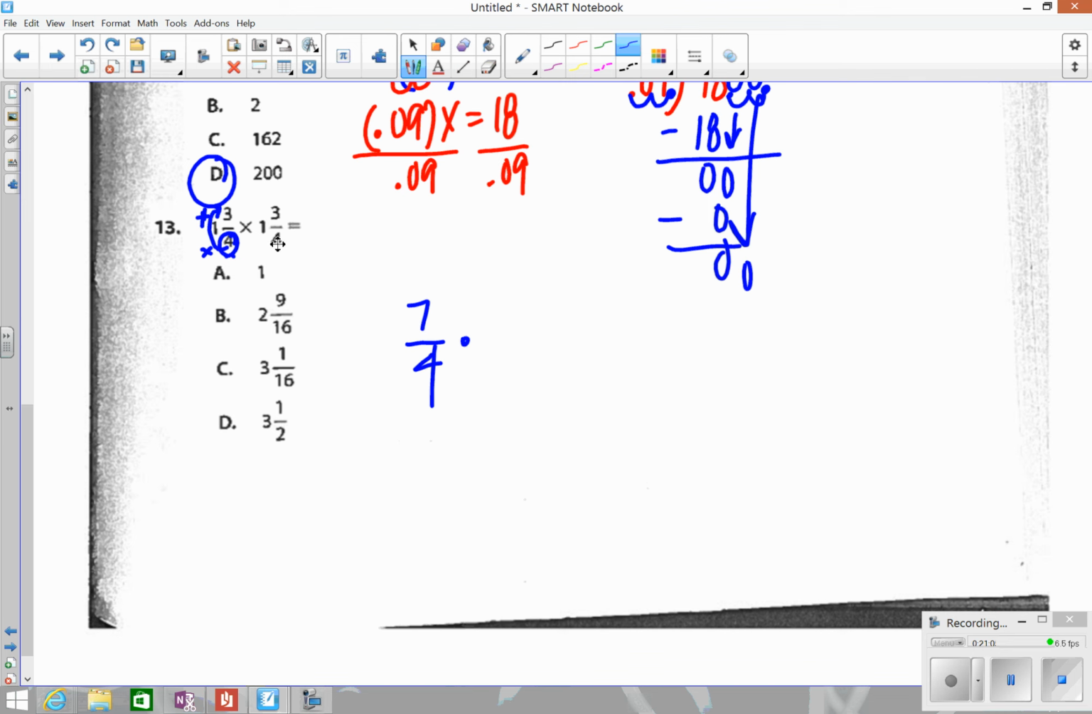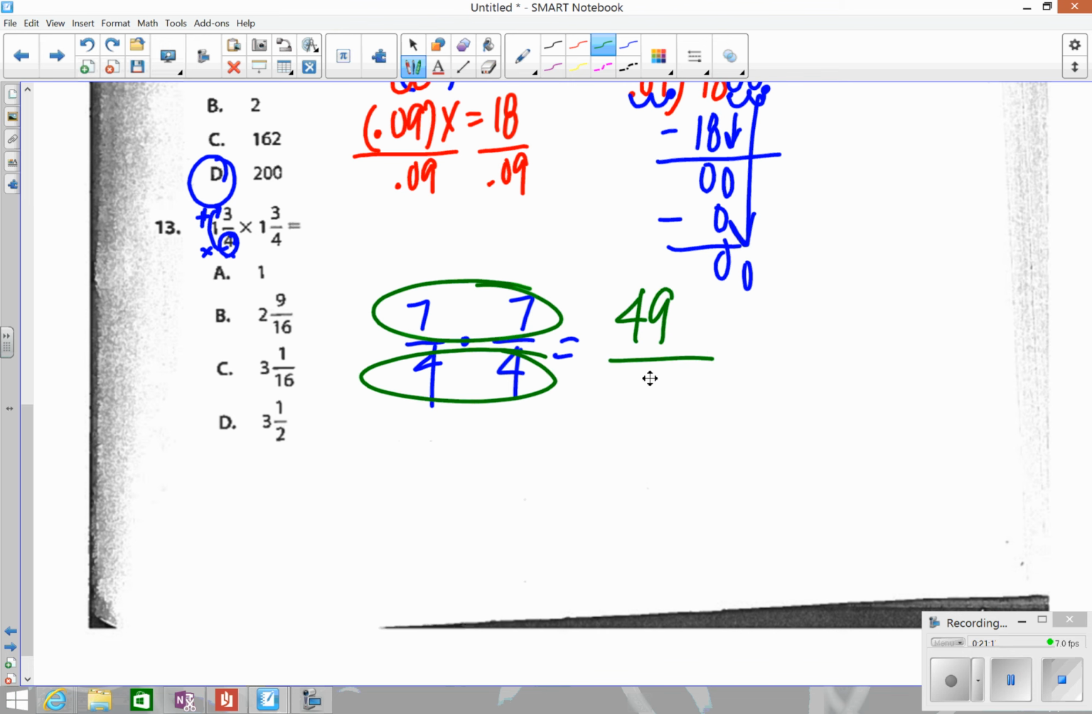This is the exact same thing. So 4 times 1 is 4, plus 3 is 7, and you keep the 4 on the bottom. And then you multiply across the top, and then you multiply across the bottom. So now if you look, I get an improper fraction, but all of my answers are mixed numbers.